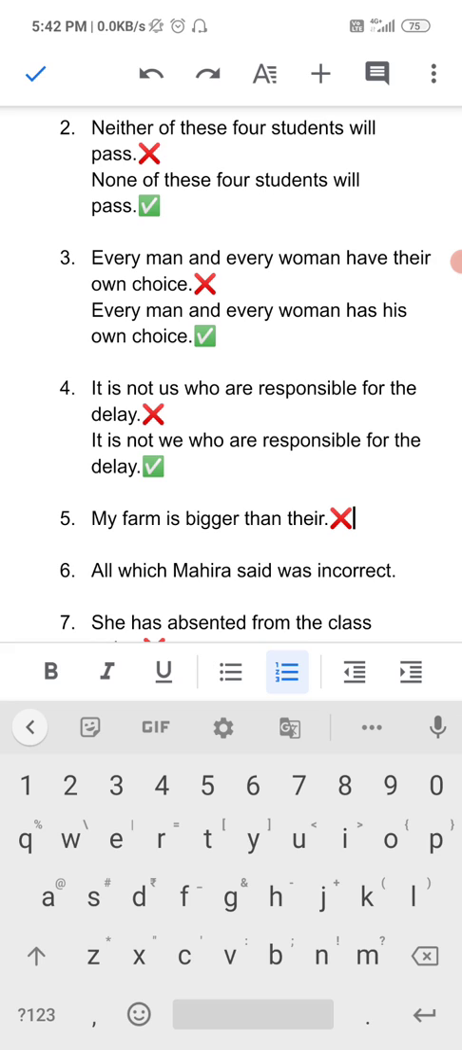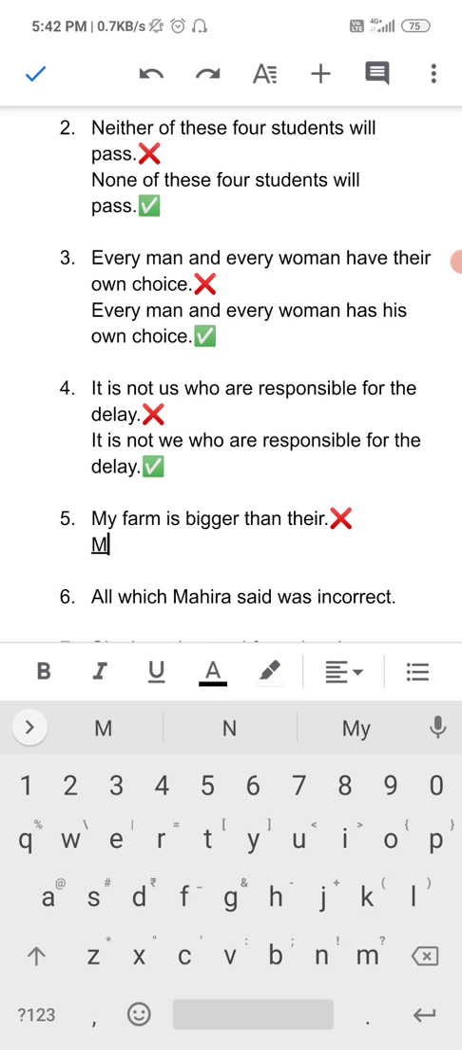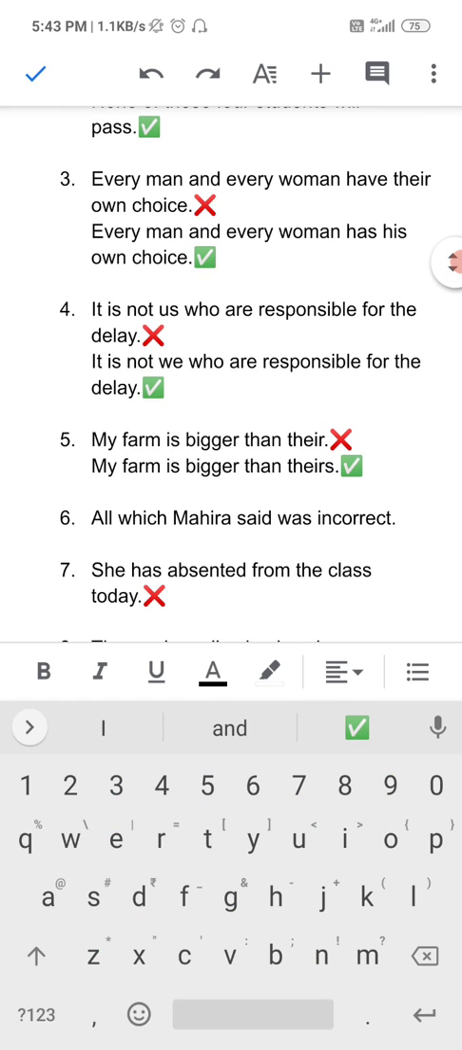The comparison should be between my farm and their farm. This is correct. But unfortunately, we have made a mistake here. Now, what is the correct form of it? Let's find. My farm is bigger than theirs, and here we have to add an extra s, theirs. This is right. Why? Let us know.